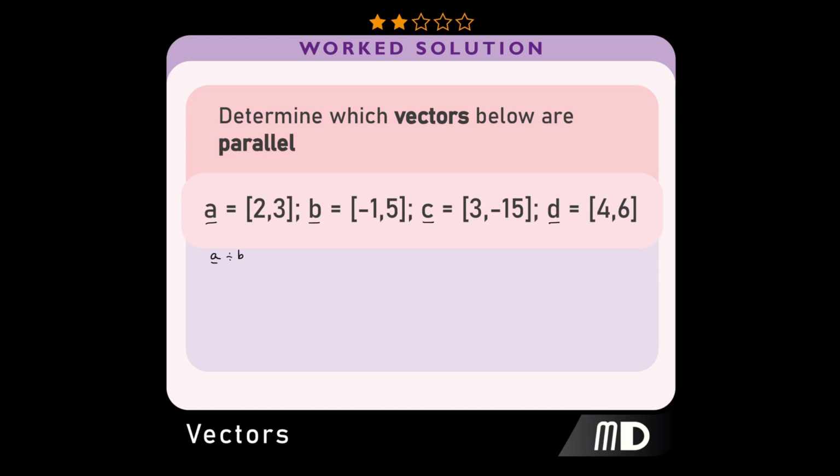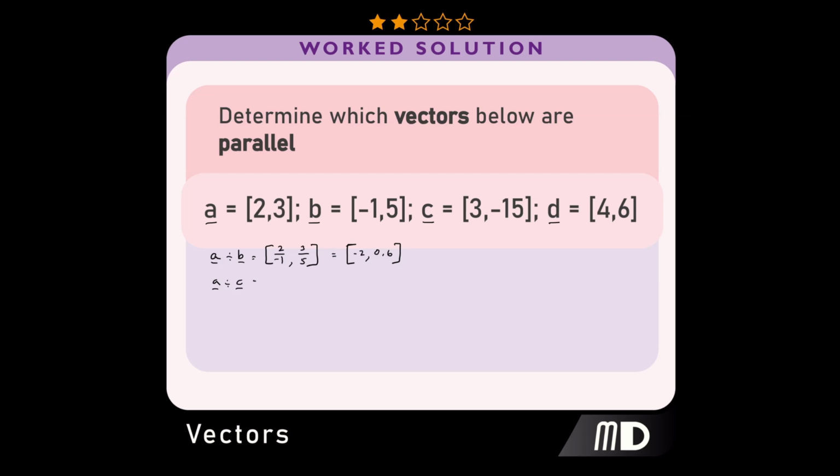A divided by B is equal to 2 divided by -1 for the x component and 3 divided by 5 for the y component, which is equal to -2, 0.6. And because the ratios are unequal, these vectors aren't parallel.